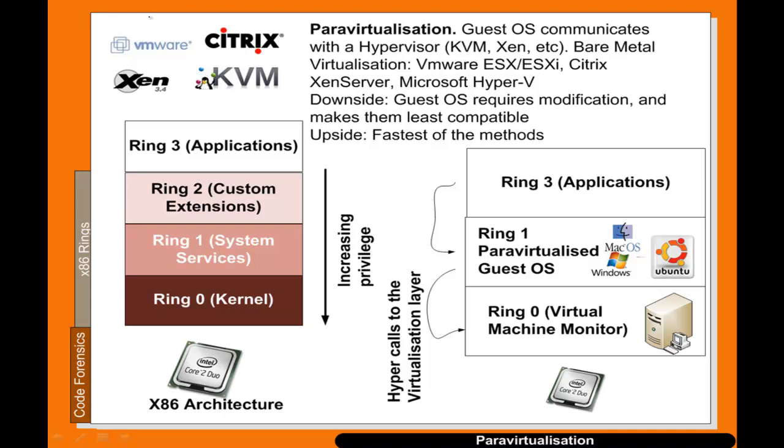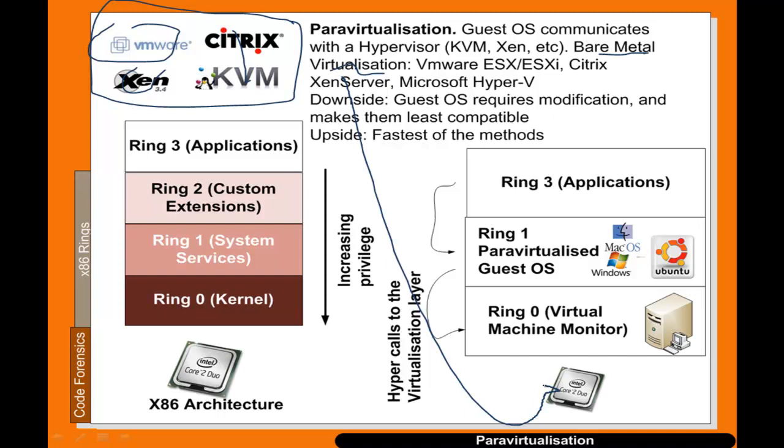For paravirtualization, we have VMware ESXi, Xen, Citrix, KVM, and so on. They use what's called the hypervisor, which sits between the guest operating system and ring 0. And so this is what's called bare metal virtualization, where the operating system almost sits on the processor itself, and programs inside it can't tell that they're being virtualized.